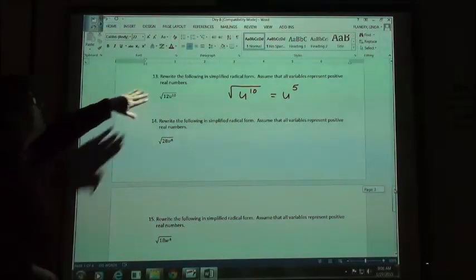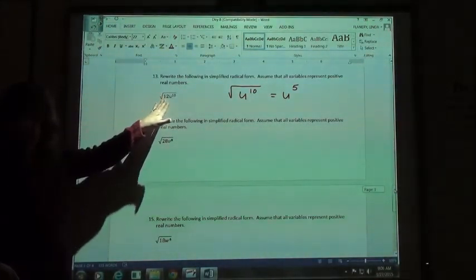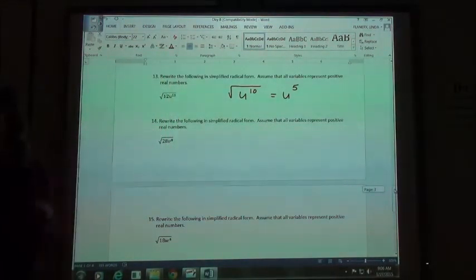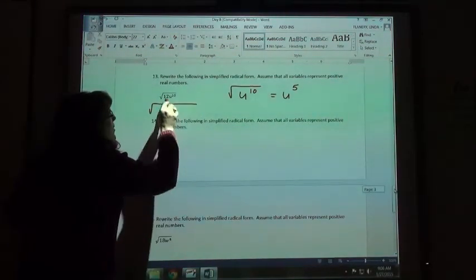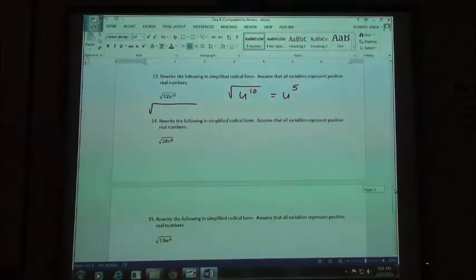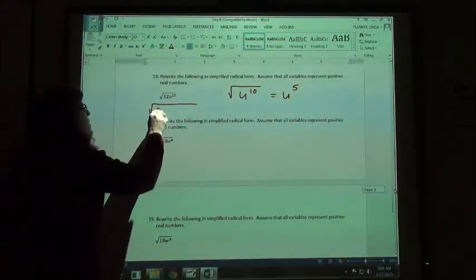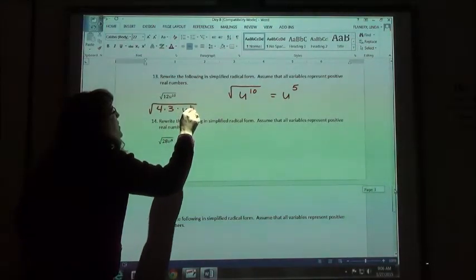So we are going to simplify something where the front number is not necessarily a perfect square, but for now, the variable will be. So when I simplify this, I think about the square root of 12. 12 is not a perfect square, so I want to factor it. I want to pick out my biggest perfect square that goes into 12. What times what should I use for 12? 4. 4 times 3, right? So I'm just going to write it 4 times 3 times u to the 10th.